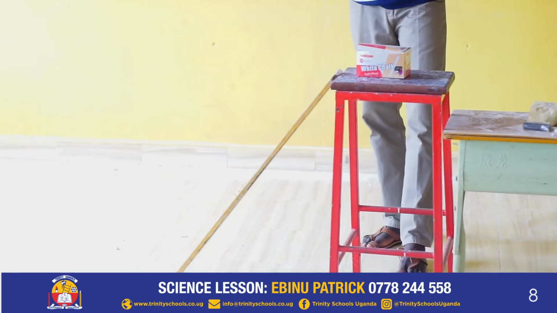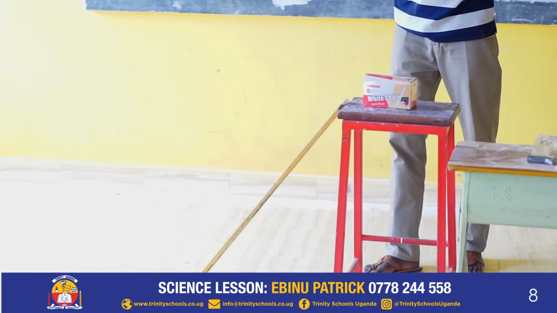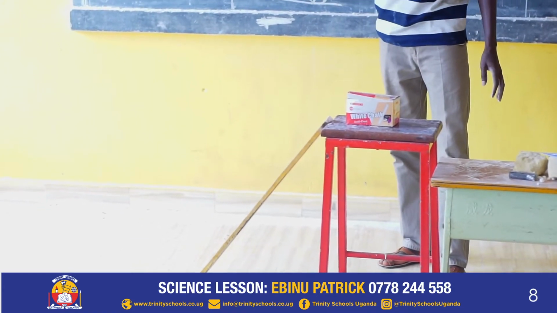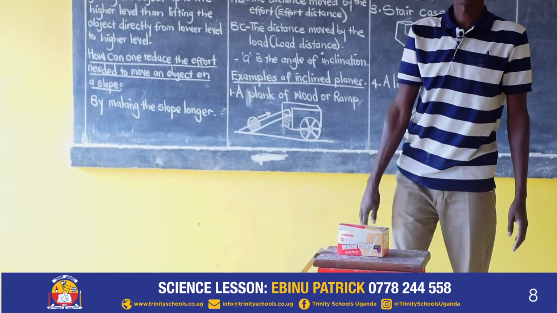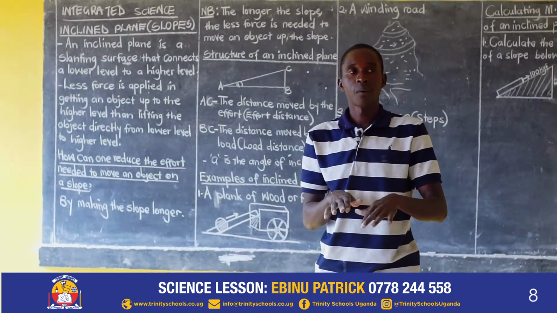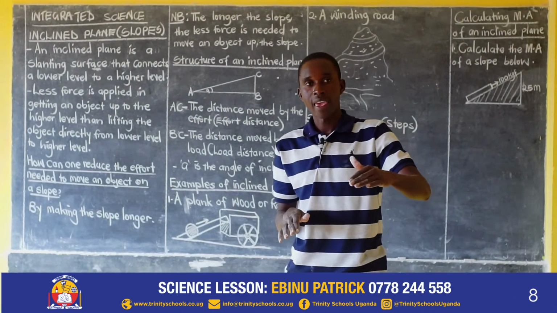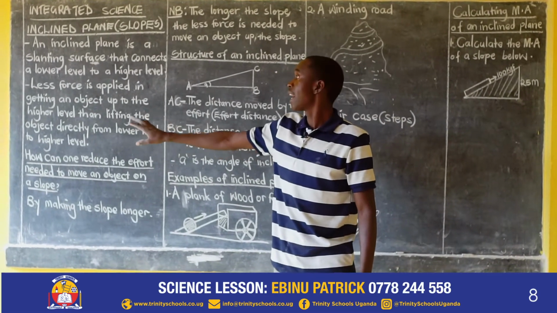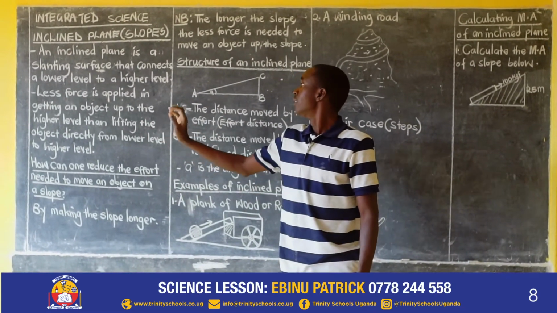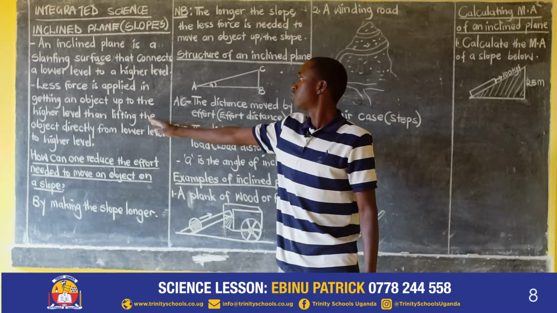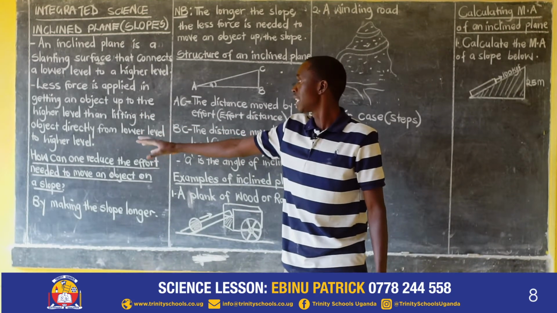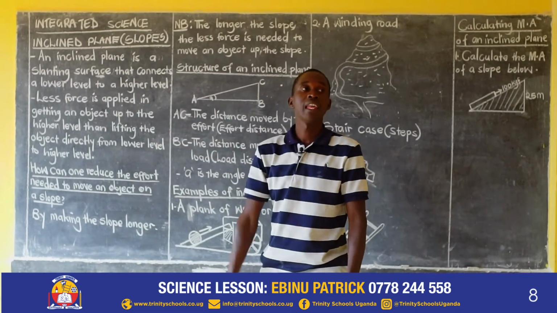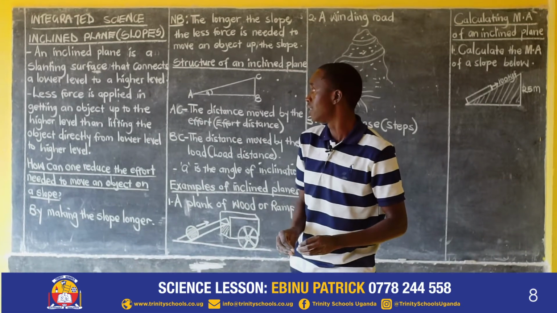Now, that is what we have called the inclined plane. I repeat the definition. An inclined plane is a slanting surface that joins a lower level to a higher level. I have already explained this by saying that less force is applied in getting an object to a higher level than lifting an object directly from the lower level. If you are using an inclined plane, then less force is applied.